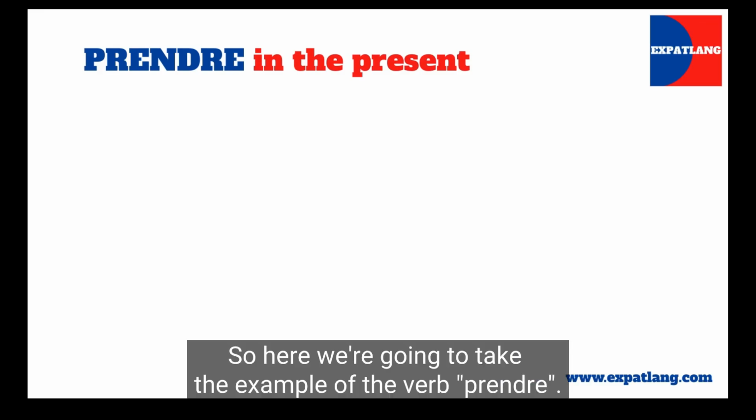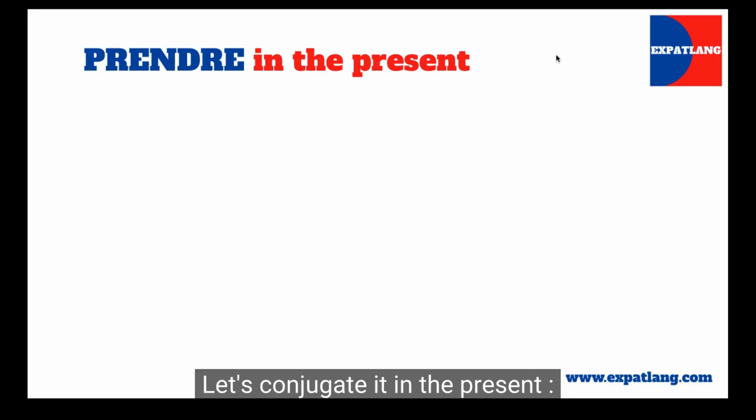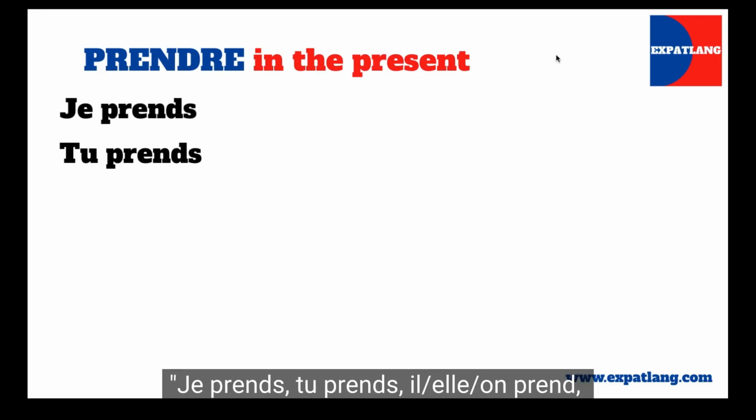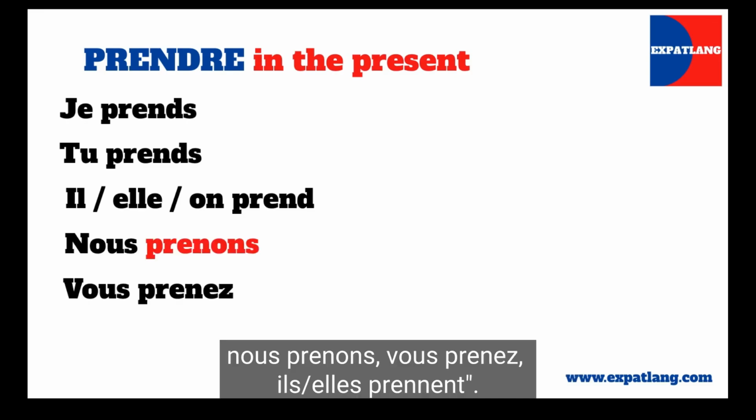So here, we're going to take the example of the verb prendre. Let's conjugate it in the present. Je prends, tu prends, il, elle, on prend, nous prenons, vous prenez, ils ou elles prennent.